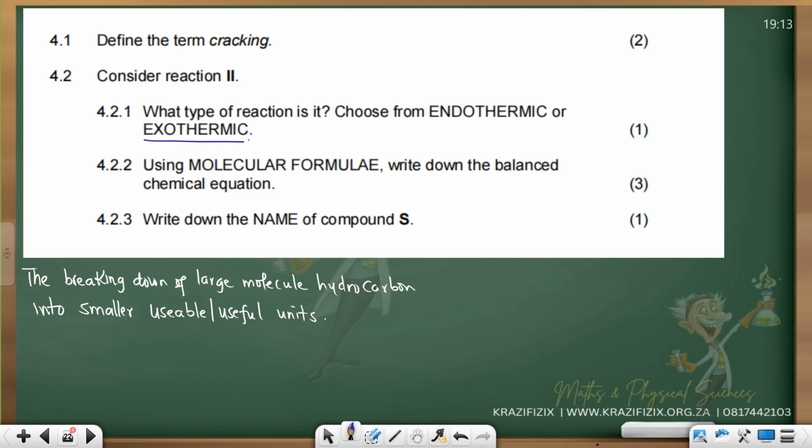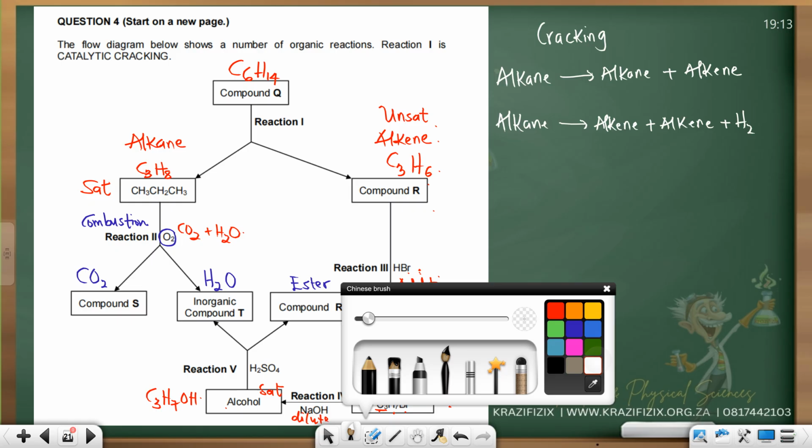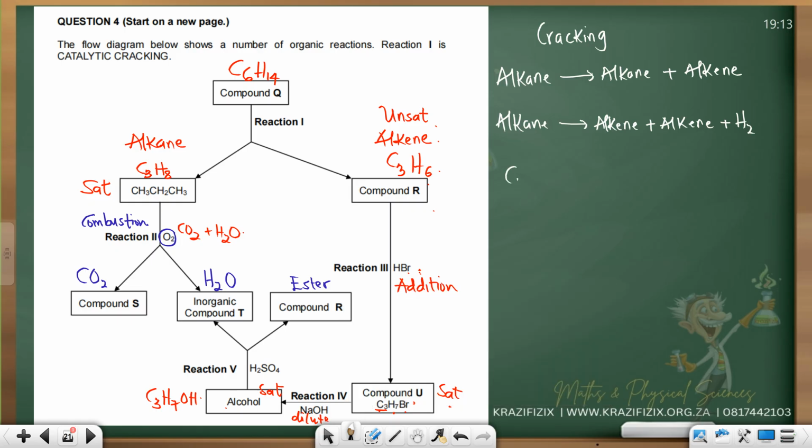Use the molecular formula. Write down the balanced chemical equation. You were struggling with this one. Mr. Moyo taught us how to balance, but I'll show you something else. All right, guys, this is how I balance mine. C3H8 plus O2. Definitely I'm going to have CO2 plus what? H2O.